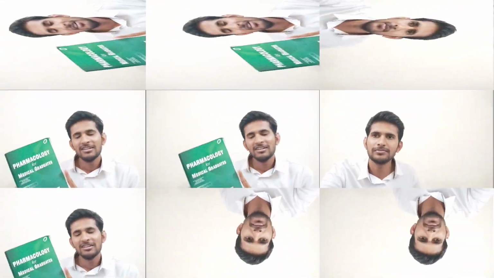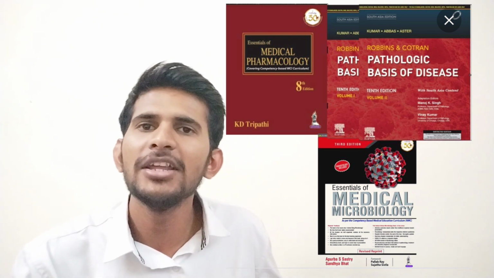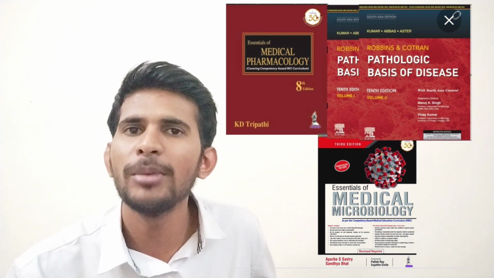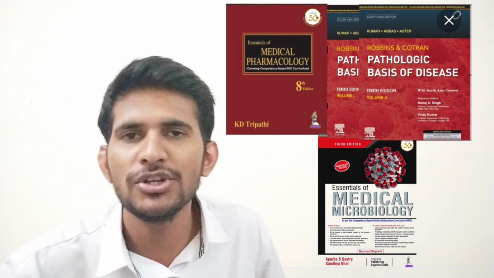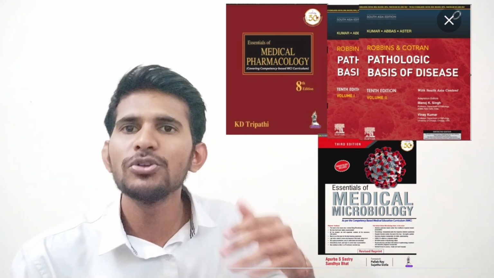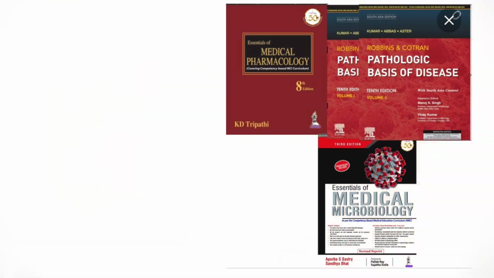In second year, what are the gold standard books of all three subjects? First is pathology, that is Robbins. In pharmacology, that is KD Tripathi, and in microbiology Apurva Shankar Shastri sir, Essentials of Medical Microbiology. If you want to score distinction, you should read these three books, and if you want to just pass, you can go like me. I have just passed, I am not a topper, I didn't even score distinction.